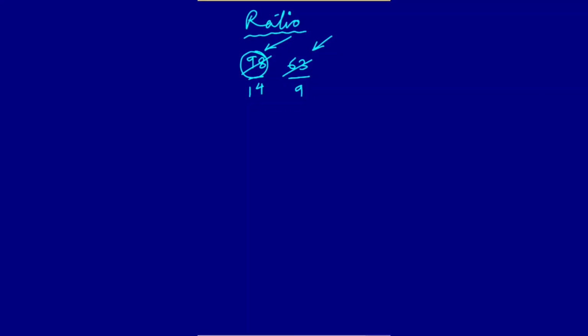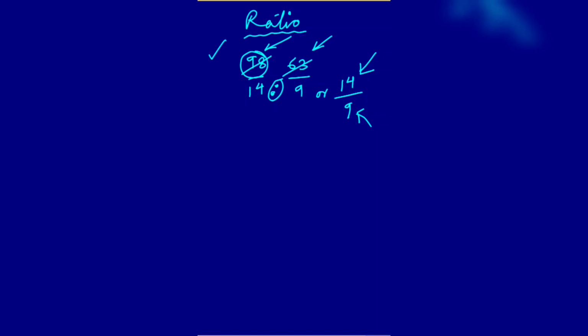Now if you write this 14 and 9, we say 14 is to 9, or also we can write in this form, 14 by 9. This one is called the first term or antecedent. This one is called the second term or consequent. This is ratio. So say this is example 1.